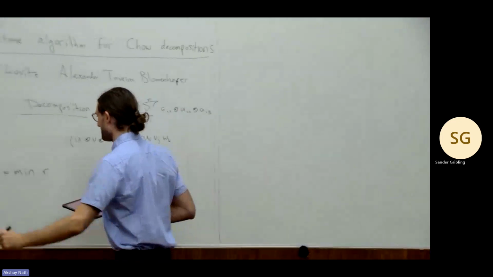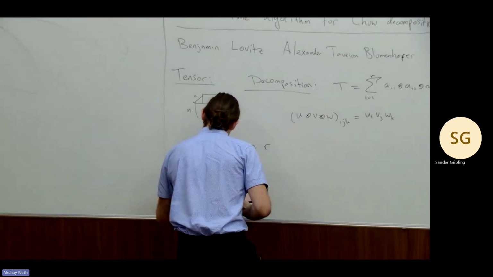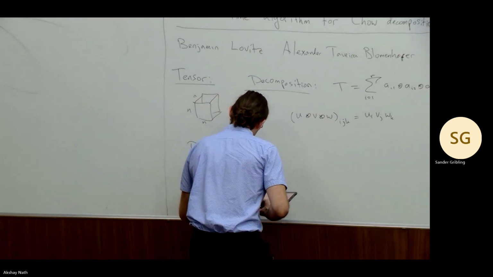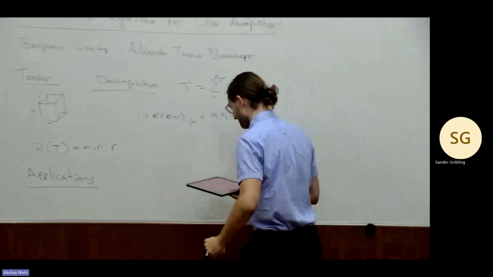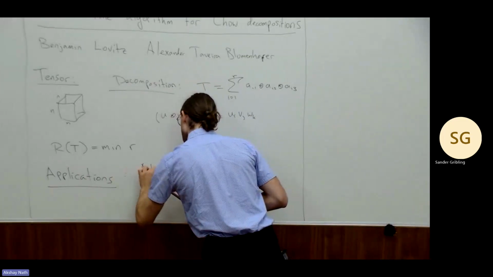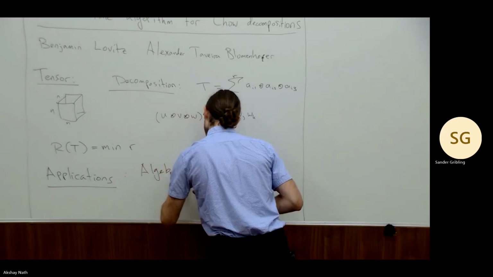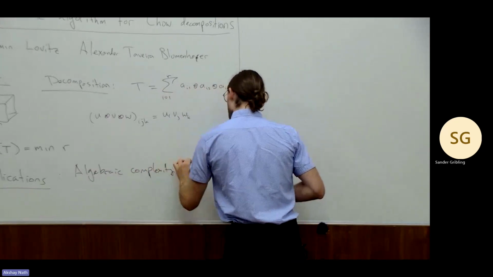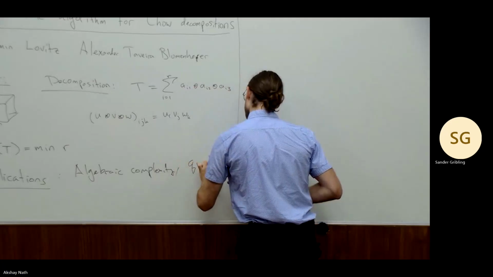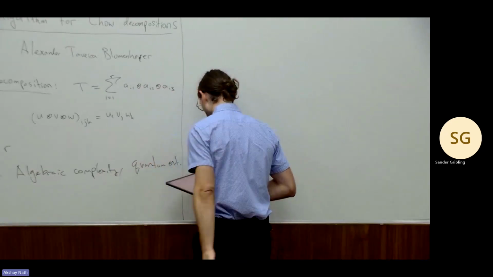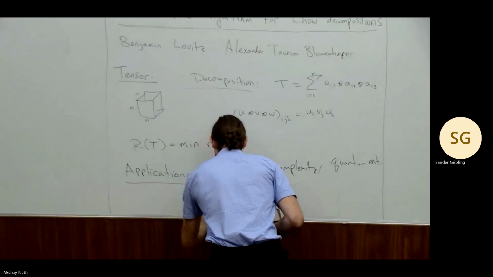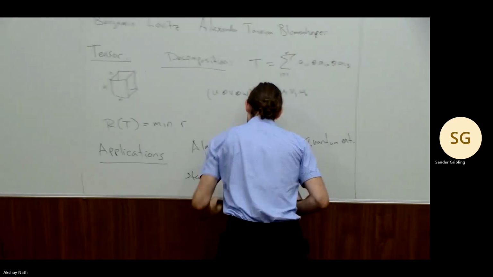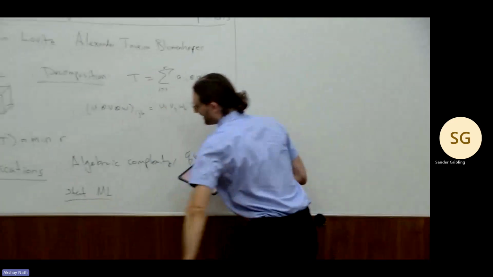So there are some applications of this. I won't really be talking about applications, but just to have in mind, there's algebraic complexity theory, quantum entanglement, and statistical machine learning. And I'll mention just a little baby application of statistical machine learning, just so you can see it.